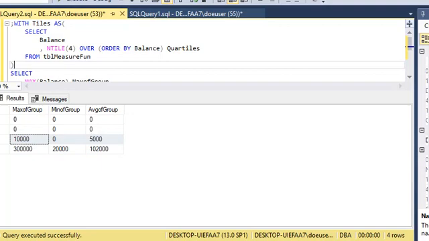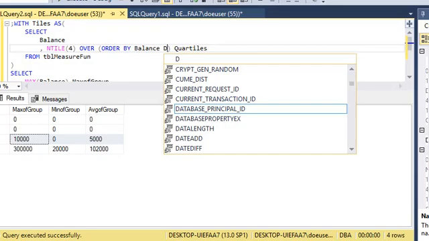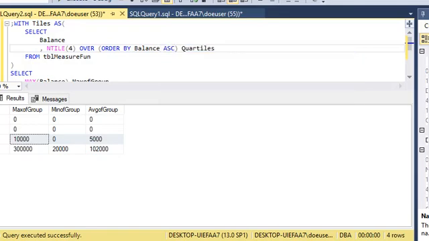The one thing I will say that I did forget to mention in the previous video is that you are ordering this, you're putting this OVER by a certain order. So in this case, we're looking at the balance. That's what we're structuring it by. And you'll notice I'm doing that in ascending. So even though I didn't put it here, and I guess I should have, this is default ascending. So if you want it to be descending, then you would add the DESC. But it is default ascending. So that's how this is organized.